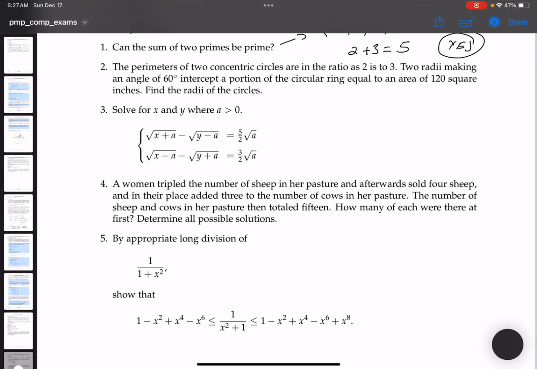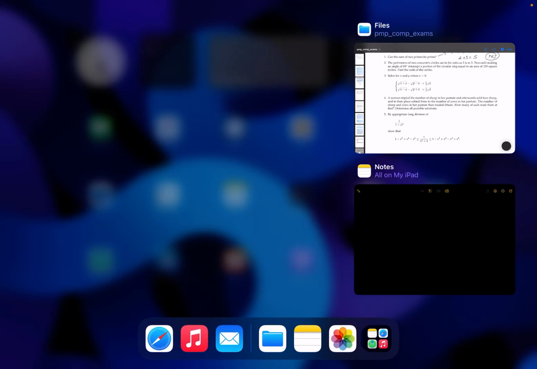Okay, for number 2, the perimeters of two concentric circles, that means they share a center, are in the ratio of 2 to 3. Two radii making an angle of 60 degrees intercept a portion of the circular ring, there's going to be a ring if there's two concentric circles, equal to an area of 120 square inches. Find the radii of the circles.